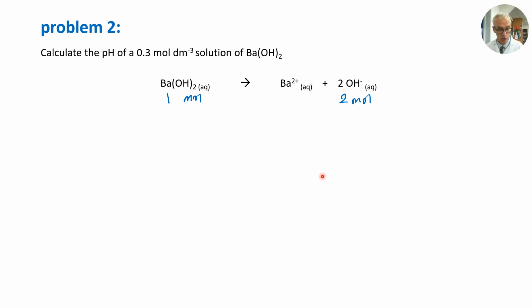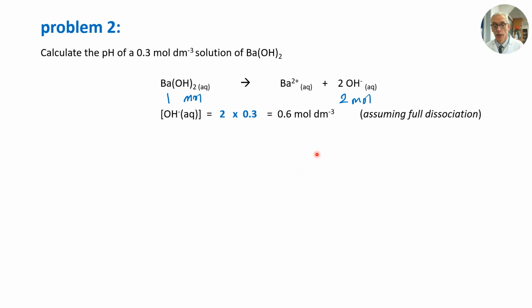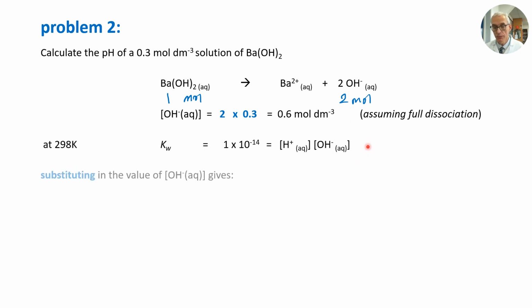Okay, so our concentration of hydroxide ions will be twice the concentration of the barium hydroxide, so it works out as 0.6 moles per decimeter cubed. We then write out Kw, substitute in the concentration of hydroxide ions, solve for the concentration of hydrogen ions, and achieve the pH.